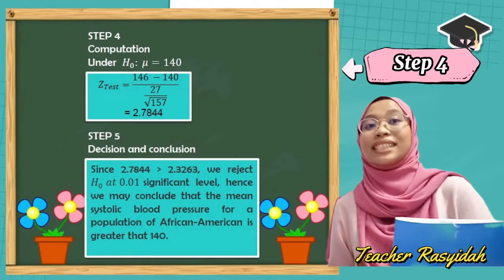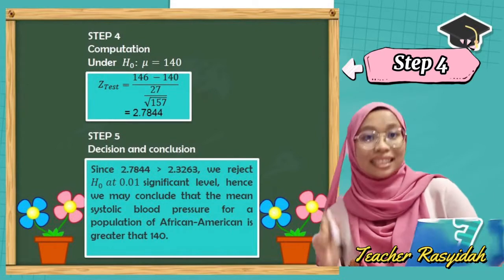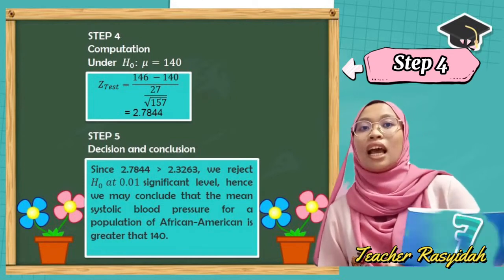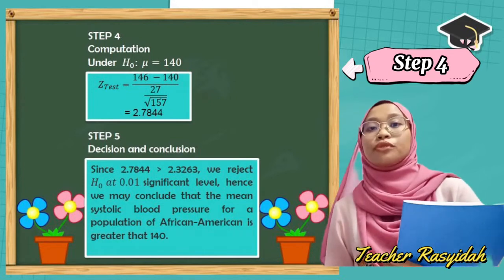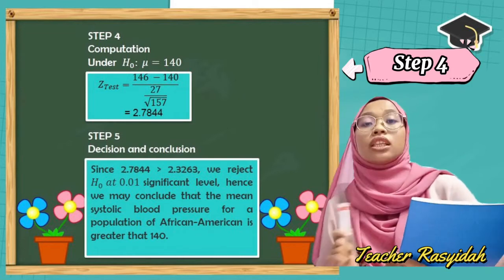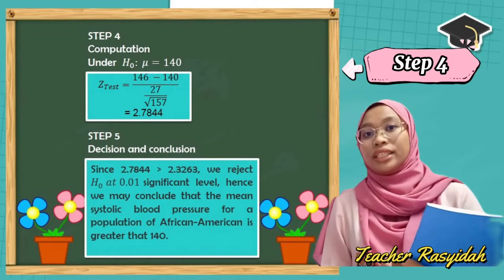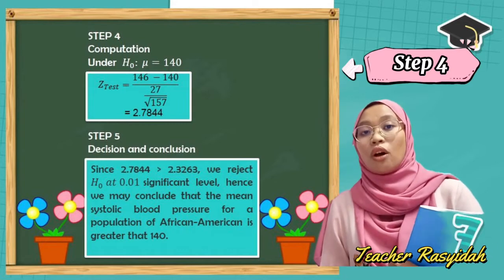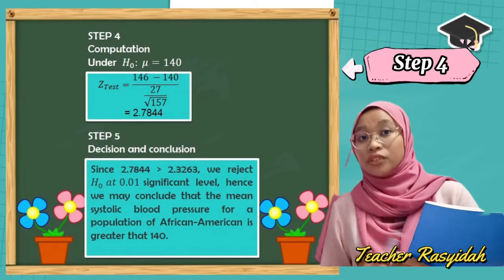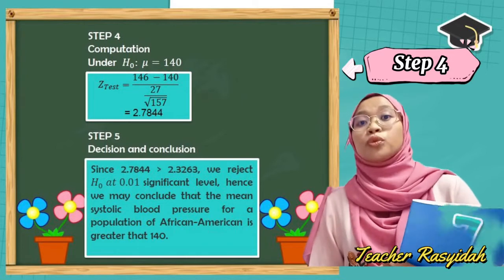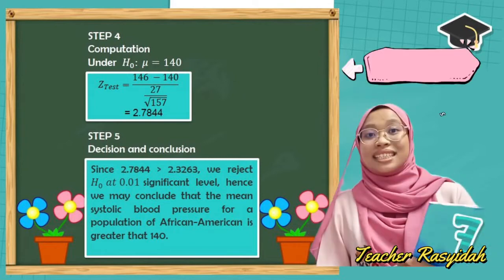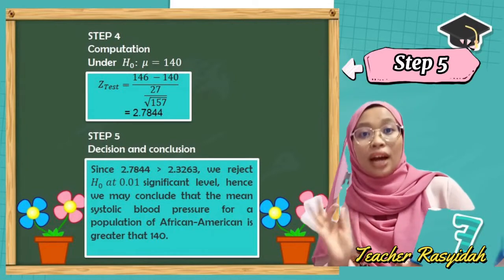Step 4 is computation. At this step, we are going to calculate the z-test. So 146 minus 140 divided by 27 divided by the square root of 157. After we calculate, we get the value 2.7844.